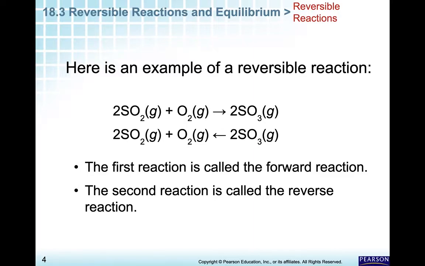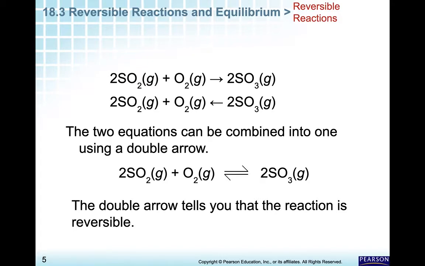And we don't need to write these out twice. We can combine them into one equation and use this double two-way arrow. It shows us that the forward reaction takes place, as well as the reverse reaction. So these arrows are used for reversible reactions. It's telling us that as SO2 and O2 are colliding together to make SO3, at that same time, SO3 molecules are colliding together to make more SO2 and O2.